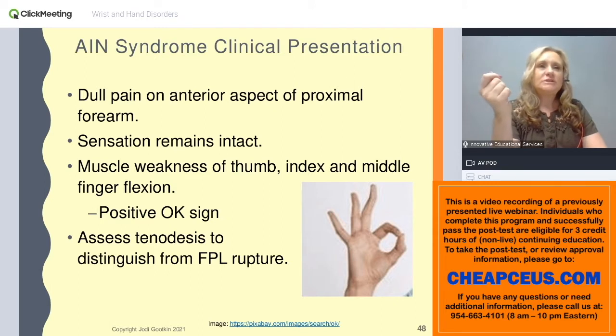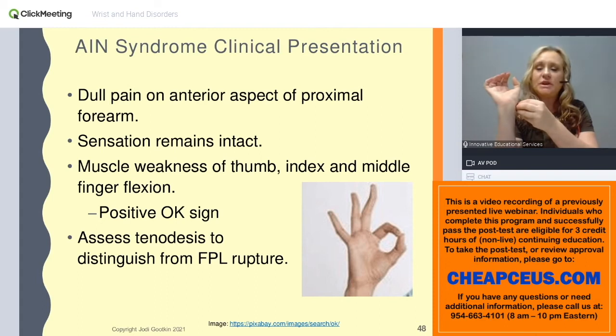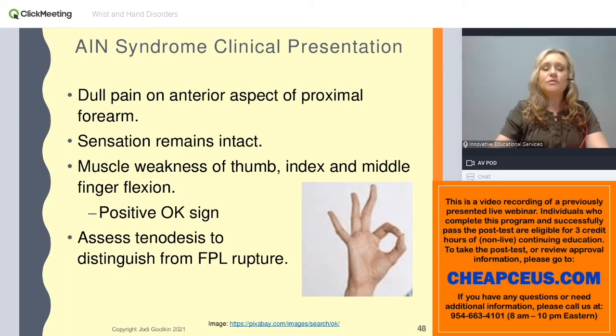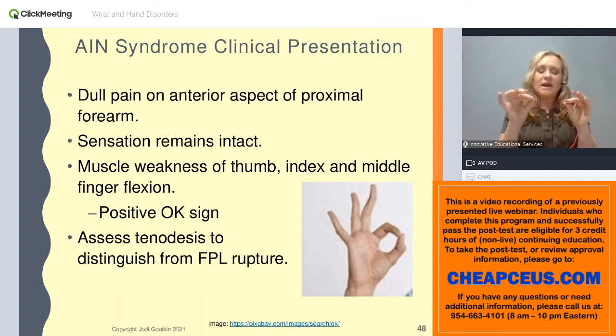If you have patients maybe with rheumatoid arthritis or another pathology where you think there might be rupture of that flexor pollicis longus tendon, you want to do a tenodesis to make sure that that tendon is intact, and that's not what is causing the inability to make the OK sign. That is truly a motor weakness from that more proximal compression of the nerve. In terms of functional tasks, this might be your patient who is complaining of difficulty with those fine motor kind of pinching pad to pad activities, writing, buttoning type activities.